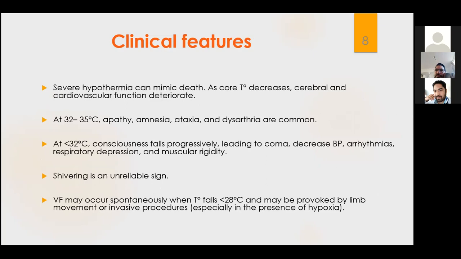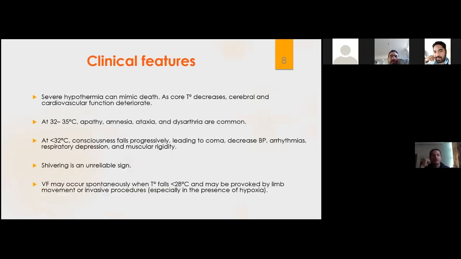As the core temperature decreases, cerebral and cardiovascular activity decreases. At about 32 to 35 degrees centigrade, that's mild hypothermia. Apathy, amnesia, ataxia, and dysarthria are the common features. For moderate hypothermia, a temperature less than 32 degrees centigrade, consciousness falls progressively and this can lead to coma. There's hypotension, arrhythmias, respiratory depression, and muscular rigidity.